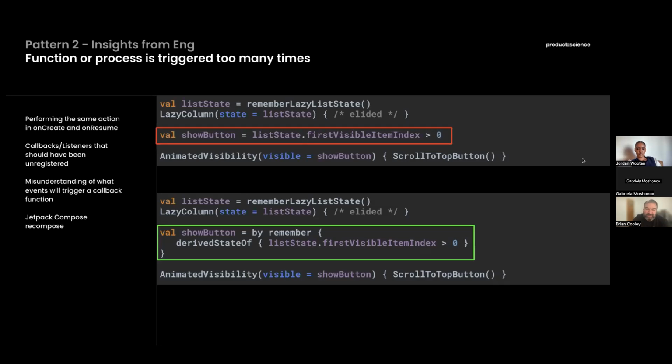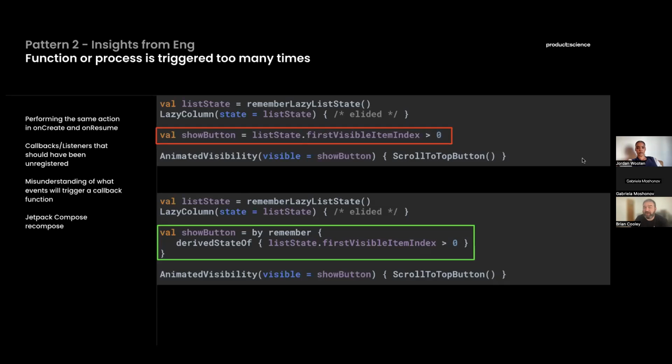There are a lot of other, sort of obvious in retrospect, kinds of things you can do, like maybe you have callbacks and listeners that you forgot to unregister. Maybe you're misunderstanding what events will trigger a certain callback function. Maybe it's designed to be called multiple times, like a flow or something like that. And then probably the most infamous right now, with the rise of the Jetpack Compose UI library, are recompositions in Jetpack Compose.